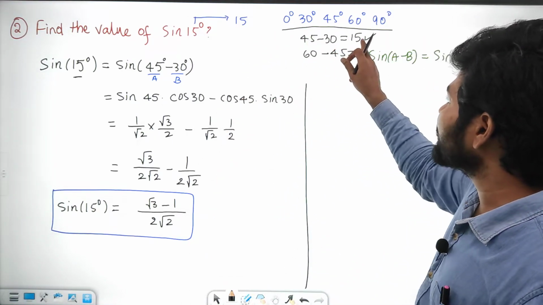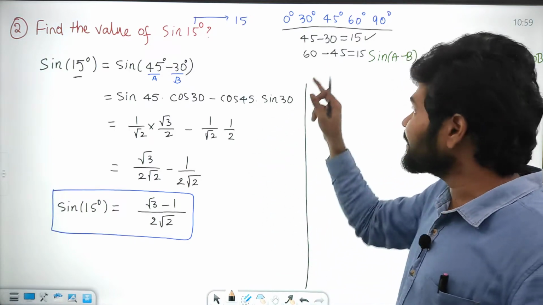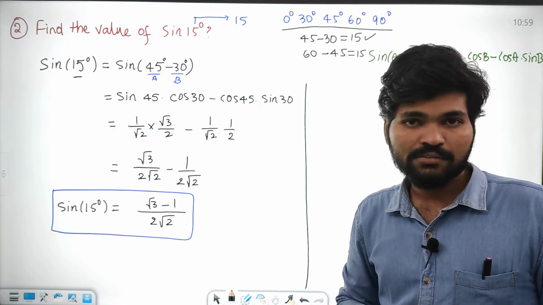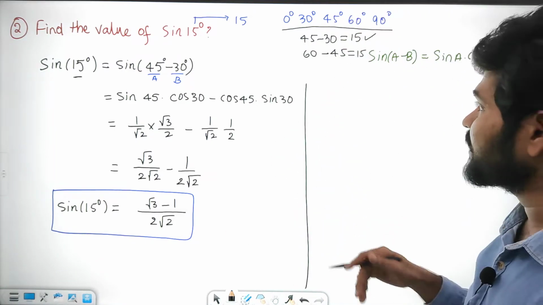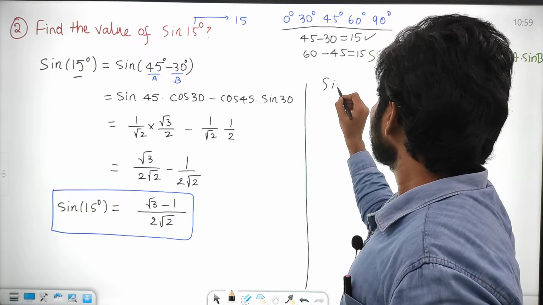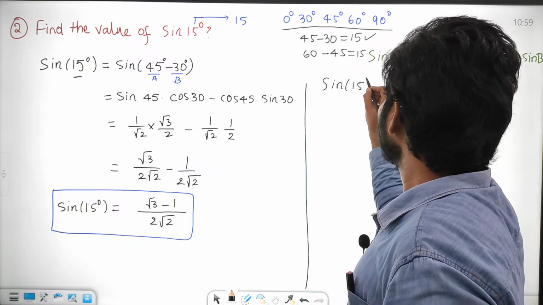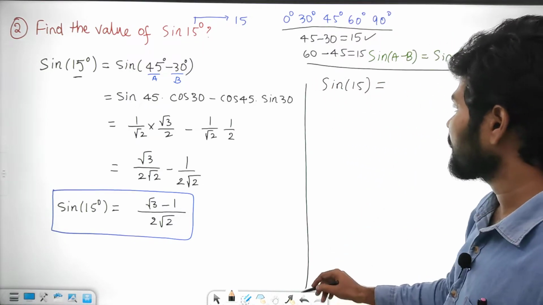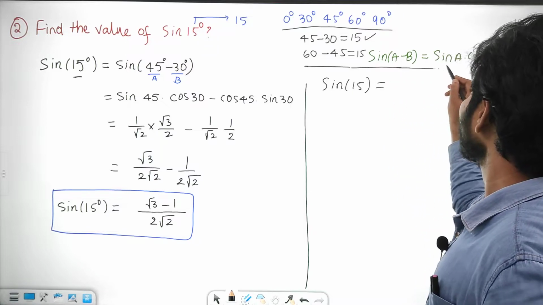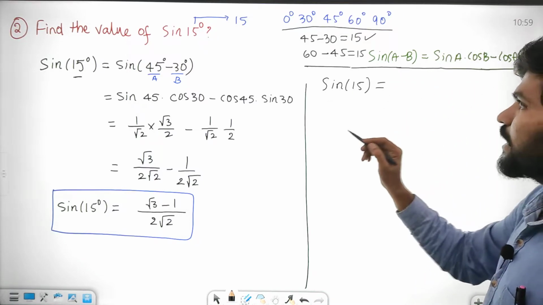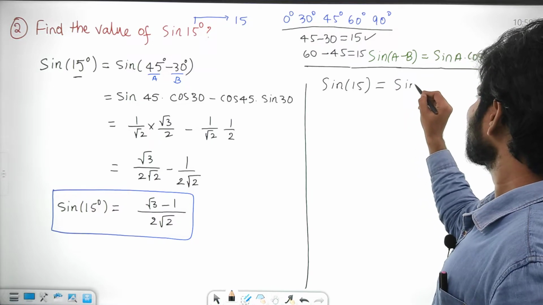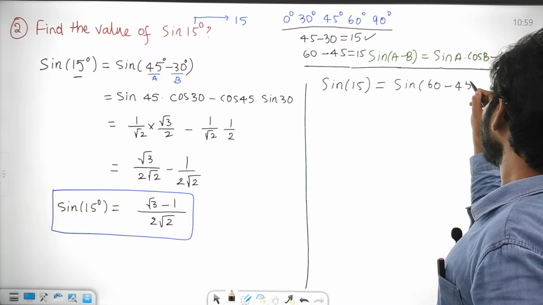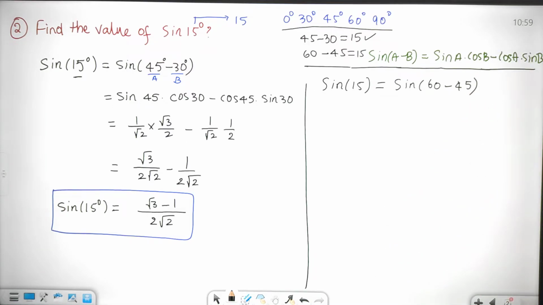Some people think 15 is like this, some people think 15 is like that. Whatever it is, is it right? Okay, let's check it. I am writing sine 15 like this: sine of 60 minus 45.